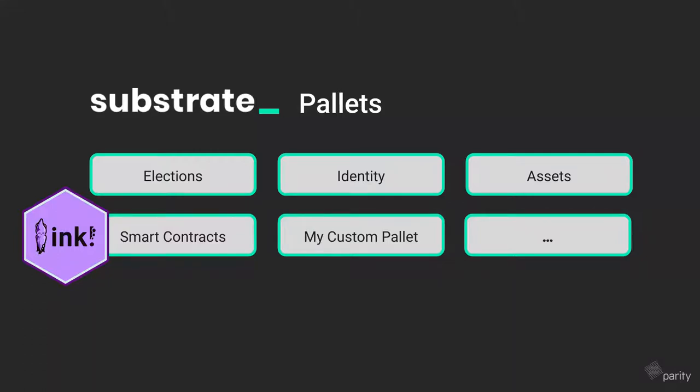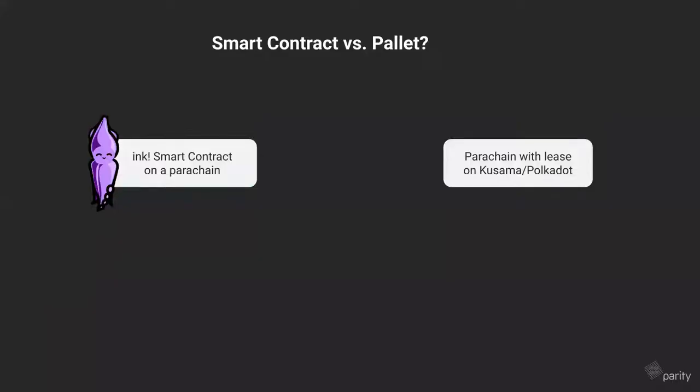So what the heck, you could also build just your own pallet which serves the same purpose and implements the same business logic as a smart contract. And then the question is, if you have some business use case which you want to implement on Polkadot, should you implement this as your own pallet or as a smart contract?